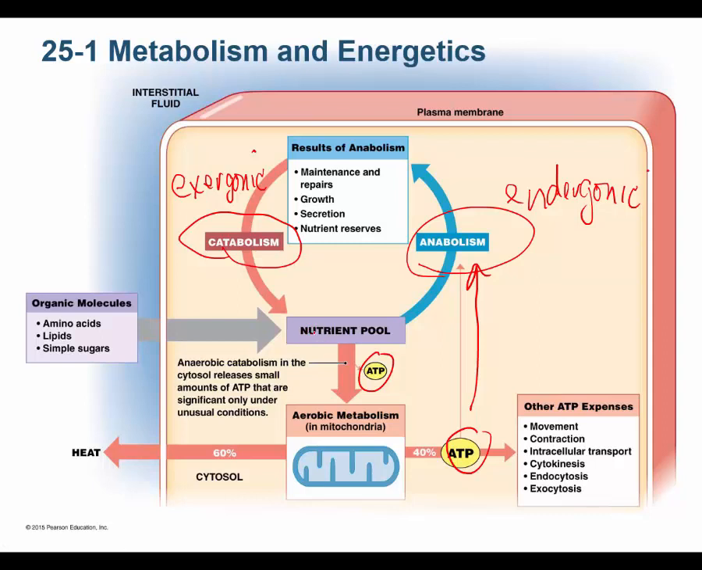So this is our nutrient pool. The concept of a nutrient pool is our monomers, our amino acids and simple sugars, and some of our lipids, which aren't built on the monomer-polymer system, as you may recall from Bio 203. But amino acids are the monomers of polypeptides or proteins, and simple sugars are the monomers of polysaccharides or carbohydrates.